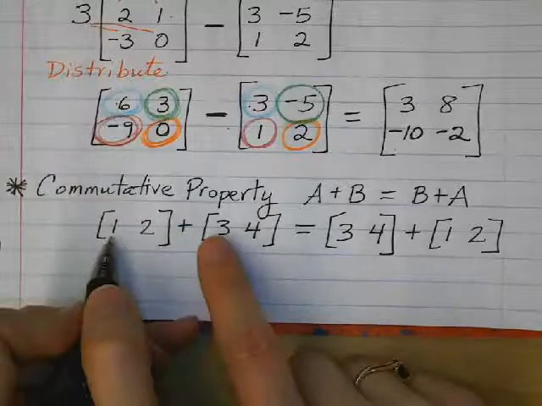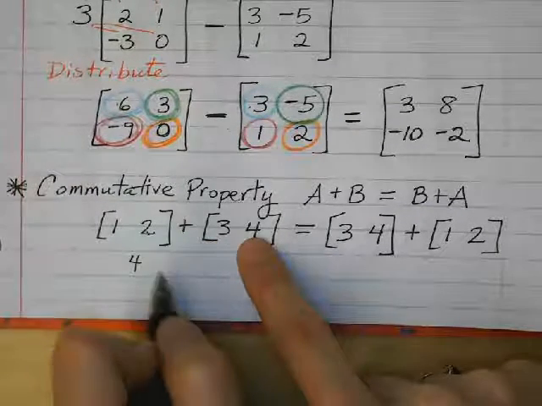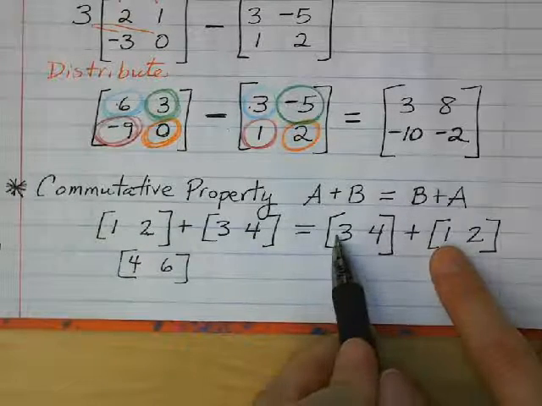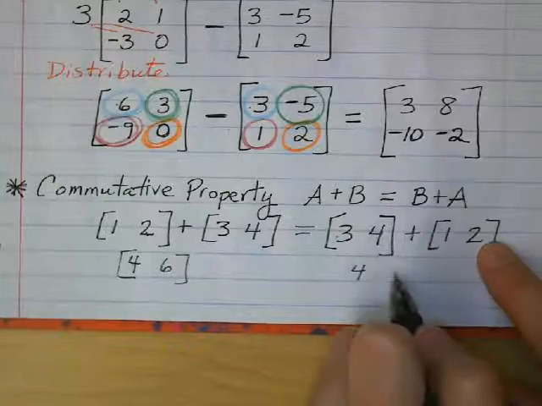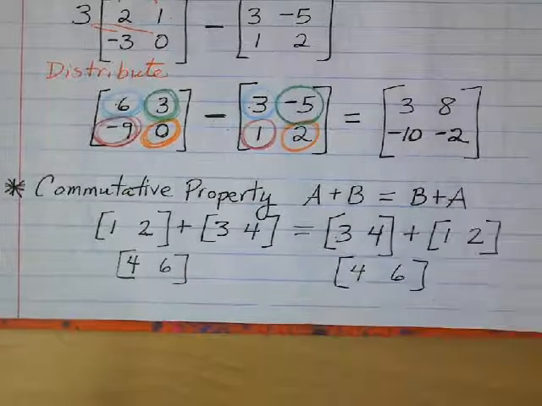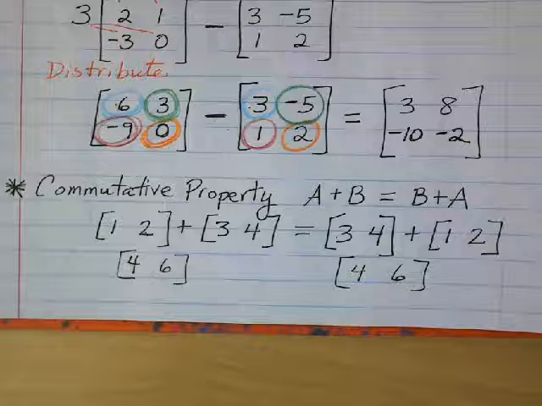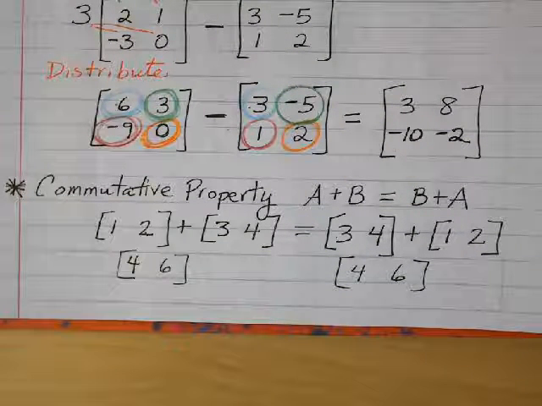See, if I add 1 and 3, I get 4. And if I add the 2 and the 4, I get 6. Well, that's the same as if I went over here and added the 3 first, then the 1. 3 and 1, that's 4. 4 plus 2, that's 6. So you get the same answer if you switch the order of the matrices for adding. So you should know that the commutative property works.